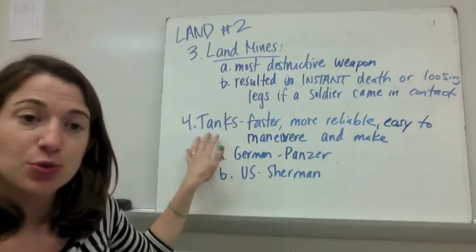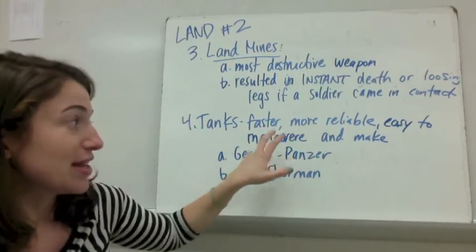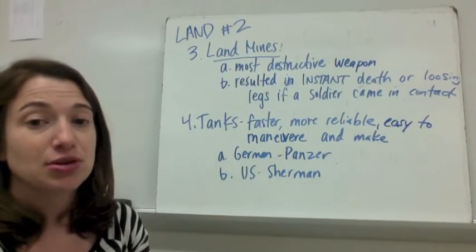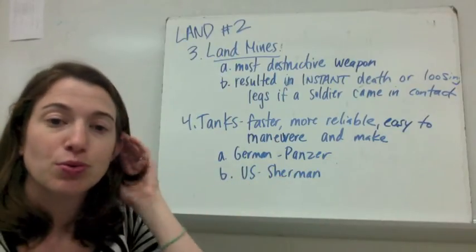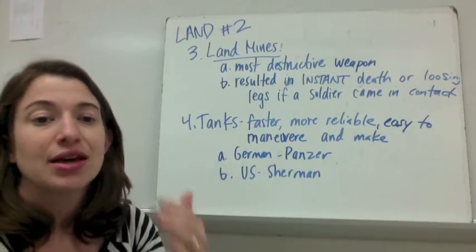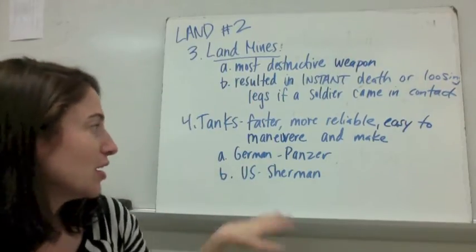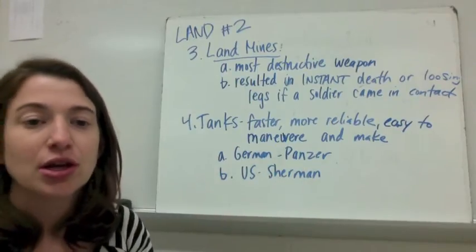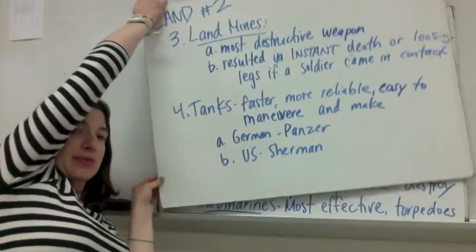Tanks are still going to be in this war. But this time they're faster, more reliable, and easy to maneuver, so you can get around different obstacles. And they're also easier to make, so the war effort could create a lot more of these in a quicker way, and they could be used a lot more effectively. The Germans have a famous one called the Panzer, and the US have a famous one called the Sherman. If you're interested, you can research those as part of your next assignment.